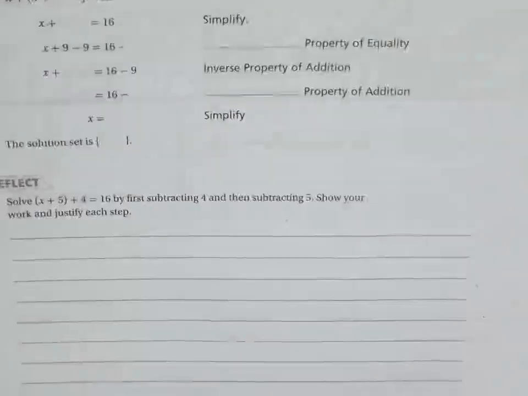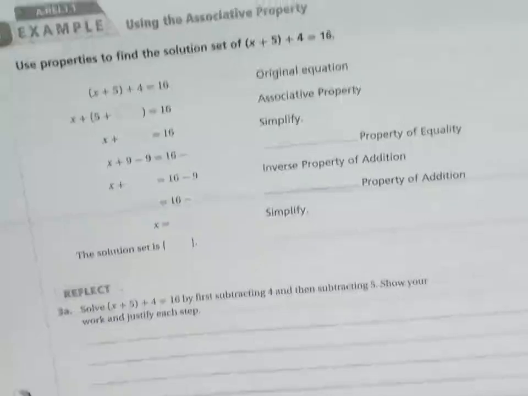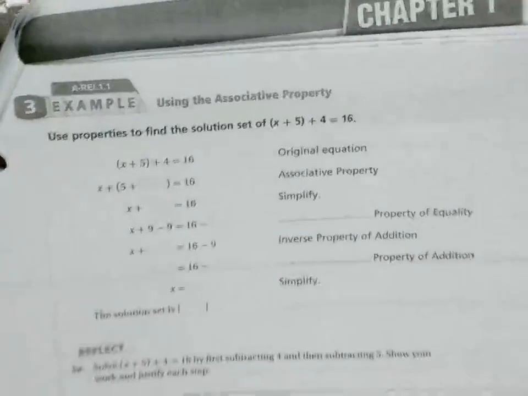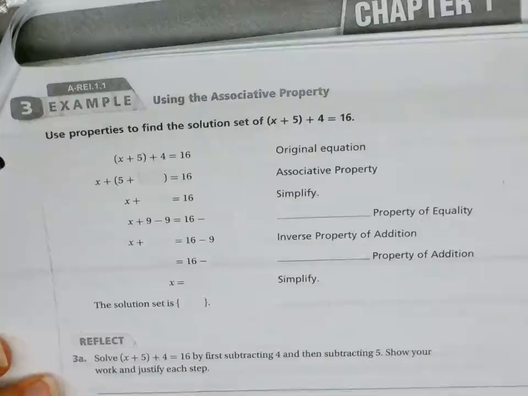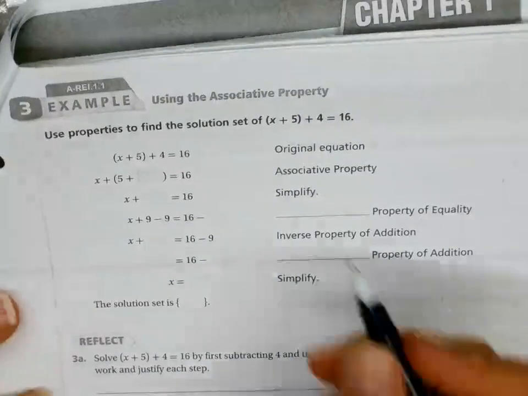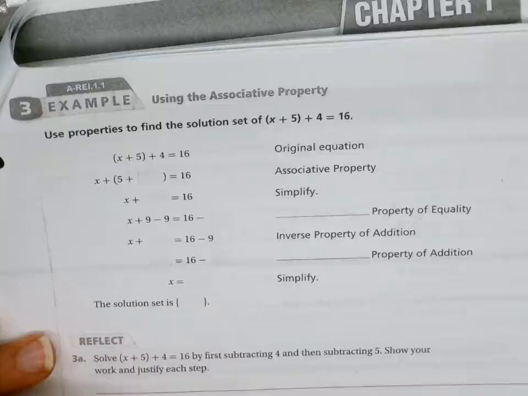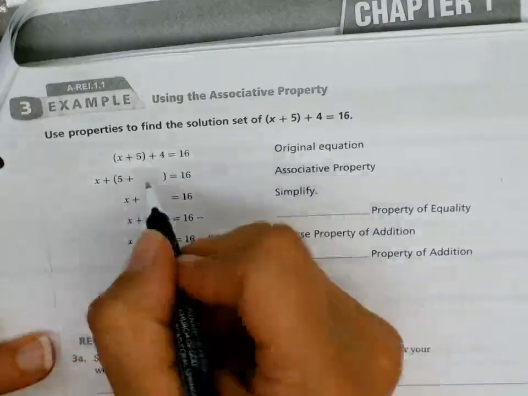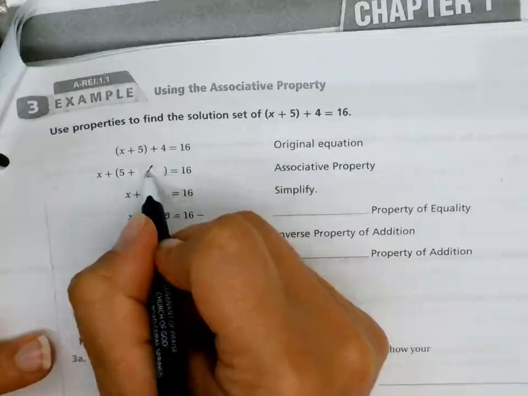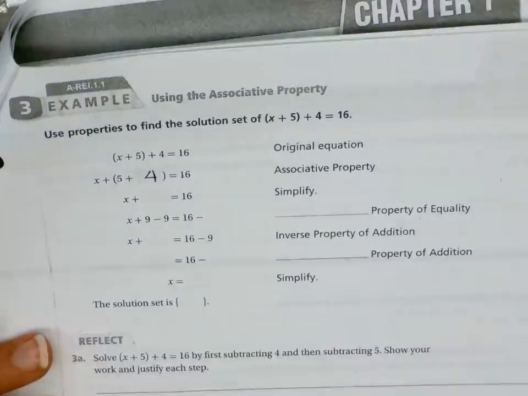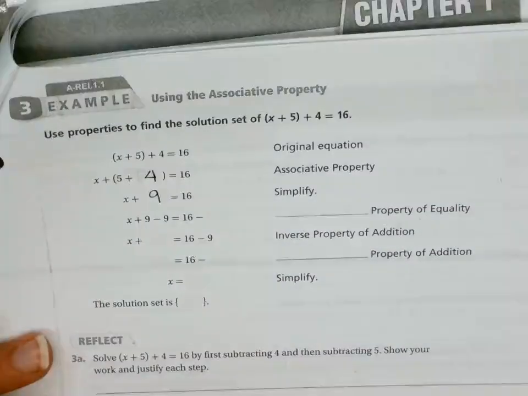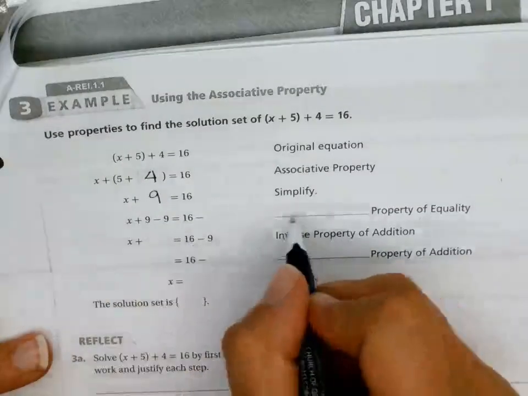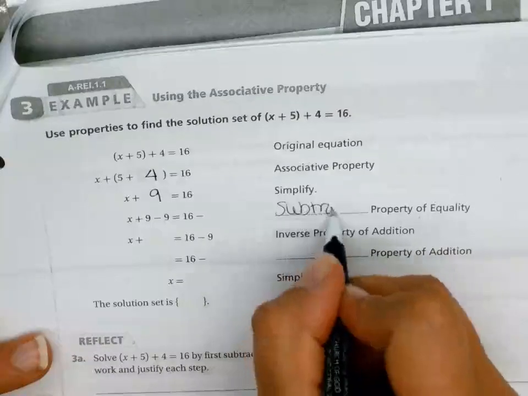Okay. One more page of notes. Use properties to find the solution set. All right, so we have our original equation. They're doing the associative property. They're switching from the x plus 5 to the 5 plus 4 being in parentheses. Okay, 5 plus 4 is 9. Subtract 9 from both sides. That's the subtraction property of equality.